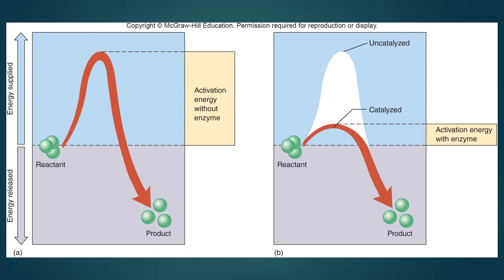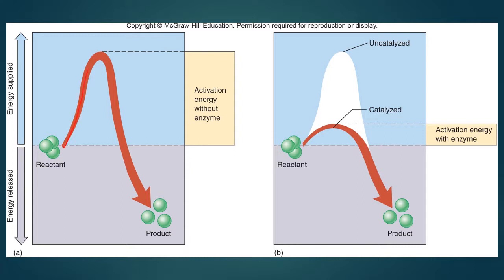So here's an image from your text as well. This is figure 11.1, and this talks about energy of activation. So activation energy is like a hill. It's like a hill that you can climb, or as I like to use the analogy, ride your bike up, because I like riding bikes.